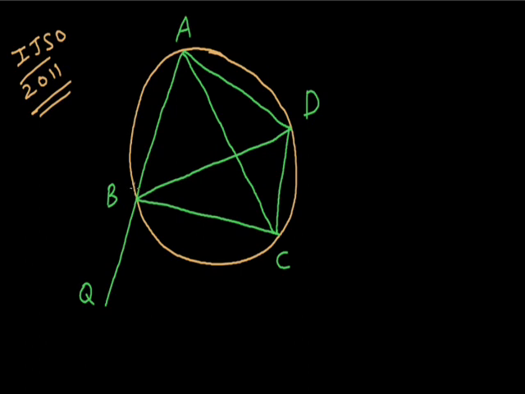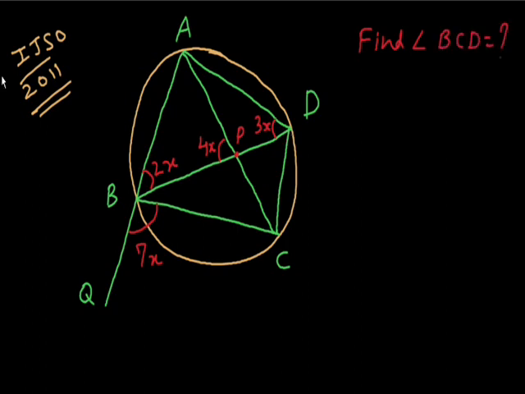So in this question, we are given that this point is actually P. In this figure, it is given that angle ABD is 2x, and ADB is 3x. APB is 4x, this angle, and CBQ is 7x. What we need to find is angle BCD. So for this purpose, let us do this question.